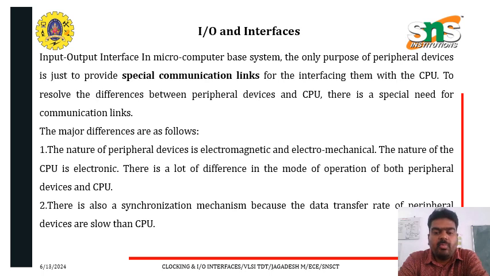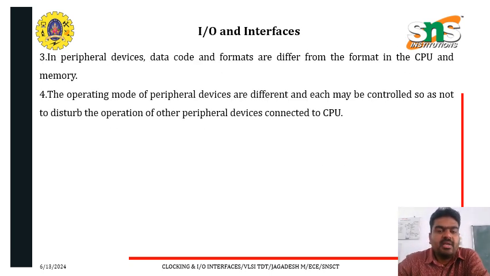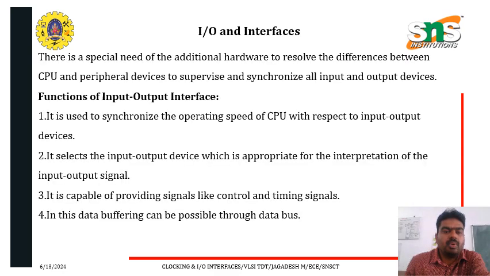There is a big difference in the mode of operation of peripheral devices and the CPU. A synchronization mechanism is needed because the data transfer rate of peripheral devices is slower than the CPU. In peripheral devices, data codes and formats differ from the format in the CPU and memory. The operating mode of each peripheral device is different, and each may be controlled so as not to disrupt the operation of the other peripheral devices connected to the CPU. So there is a special need for additional hardware to resolve the differences between the CPU and peripheral devices, to supervise and synchronize all input and output devices.